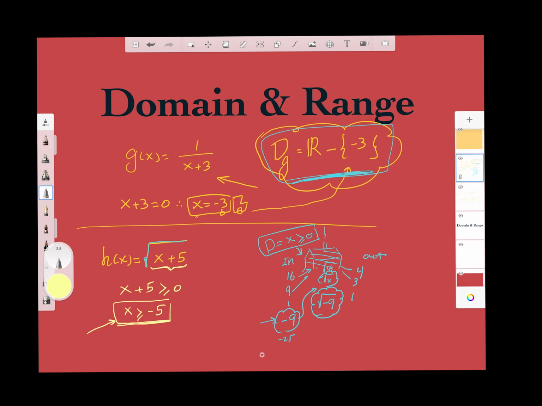But the way we're going to write it, you're going to say domain equals the set of x such that x is greater than or equal to -5. If we show it on the number line, if here is -5, we're going to accept everything including -5 to positive infinity.